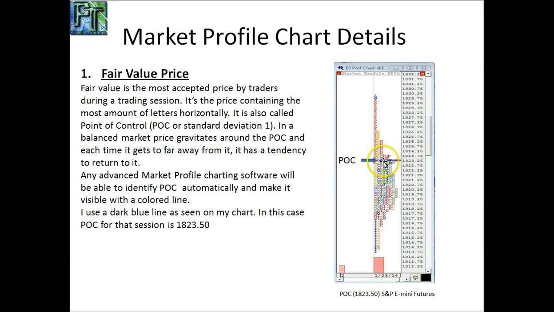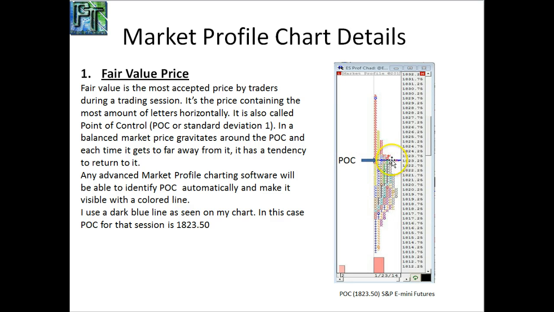For example, I asked the chart to plot for me the fair value, which is this thick blue line. For this session, which was the 23rd of January, the price most accepted by the traders for that session was 1823.5. This is also called the point of control, which is your standard deviation number 1.